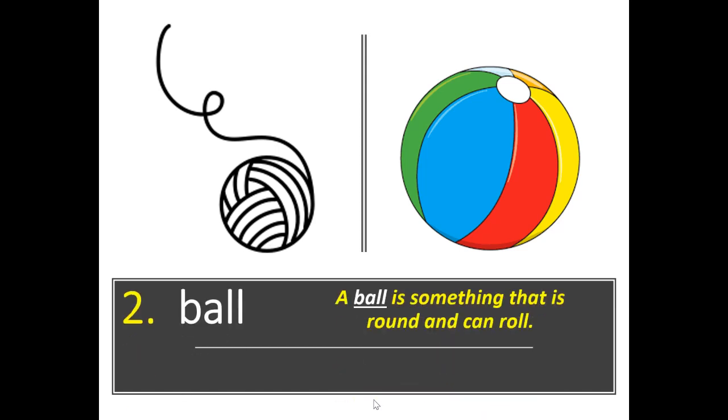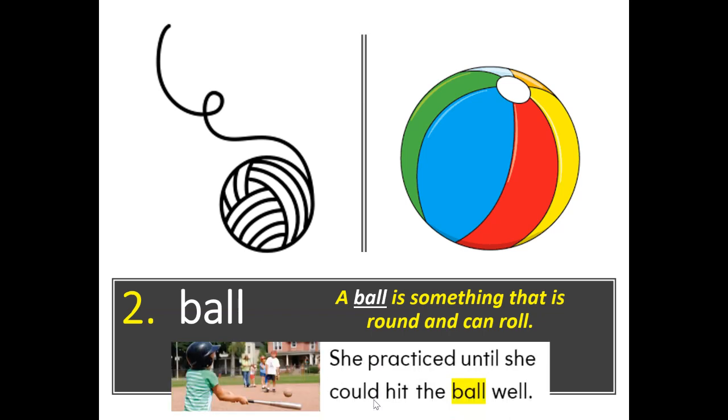A ball is something that is round and can roll. Ball. She practiced until she could hit the ball well. How do I use it? Let's throw this ball in the park. What is your favorite game to play with a ball?